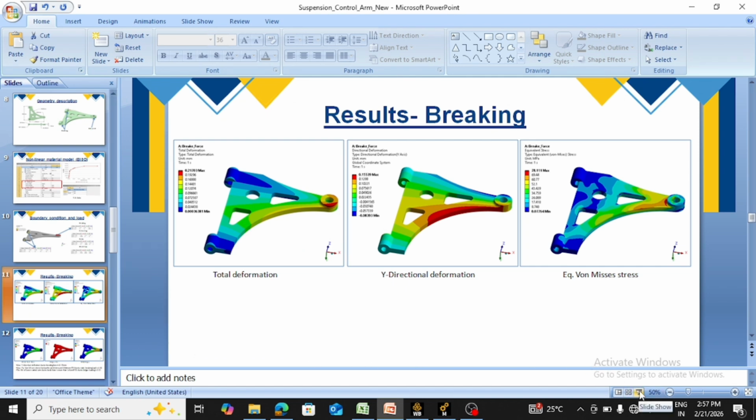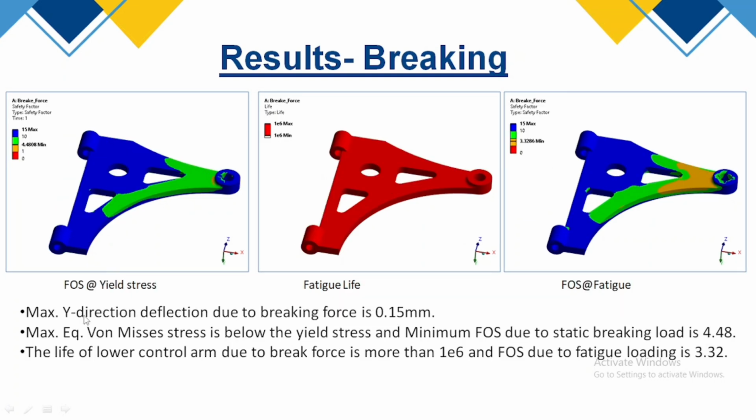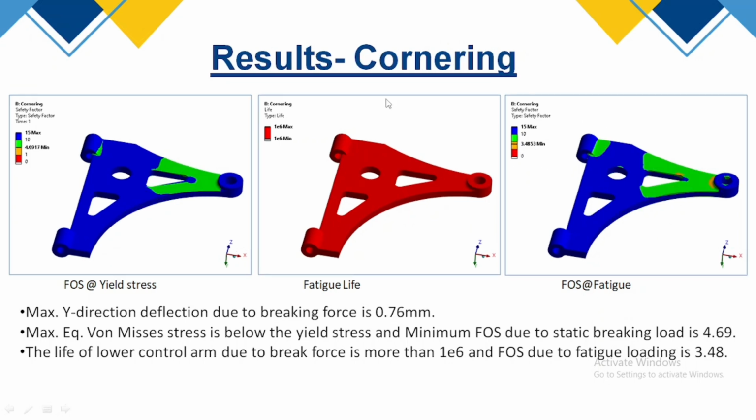So this is due to braking, and we see a maximum stress of 78 megapascals, and the factor of safety due to yield is a minimum of 4.4 because our yield strength is 350. The fatigue life is a million cycles, and the factor of safety due to fatigue is 3.3. For cornering, the minimum yield factor of safety is 4.69, and due to fatigue it is 3.48.